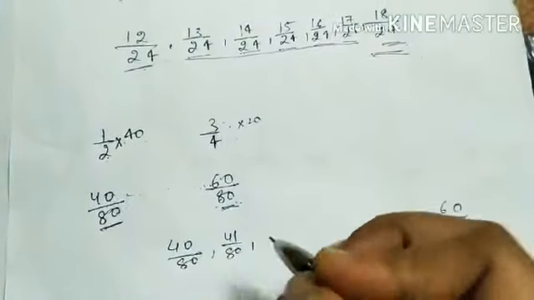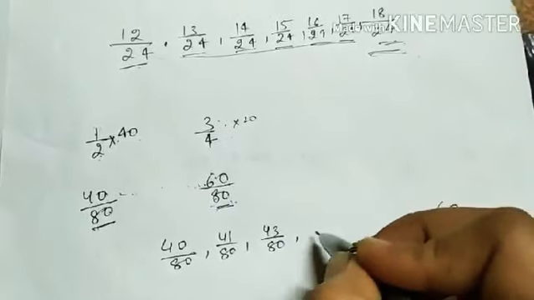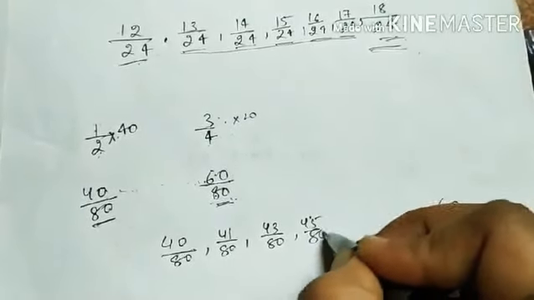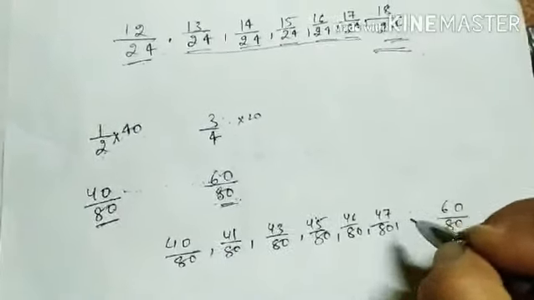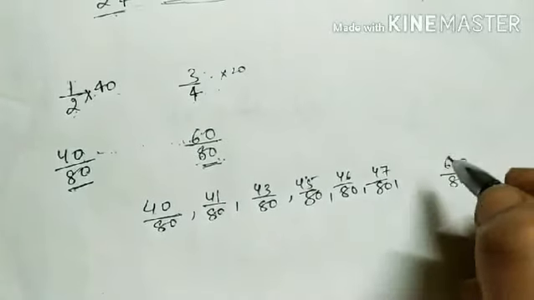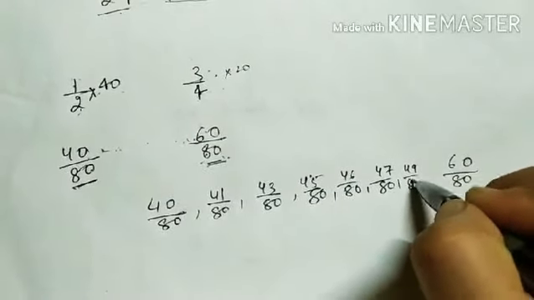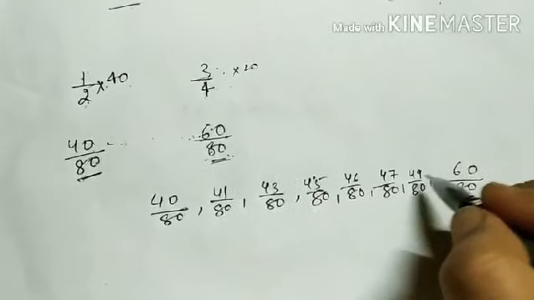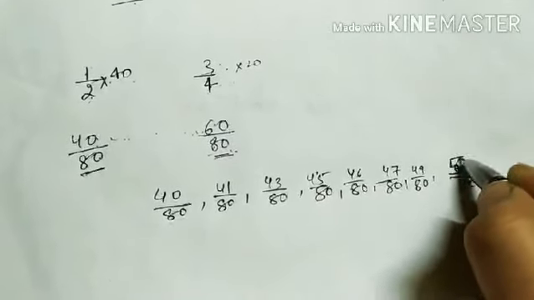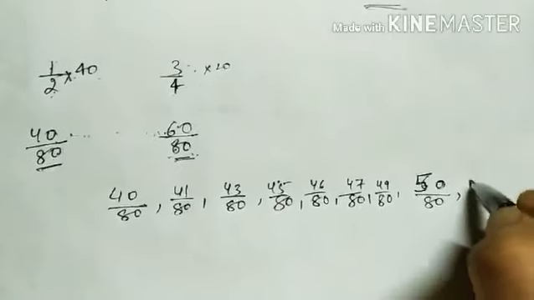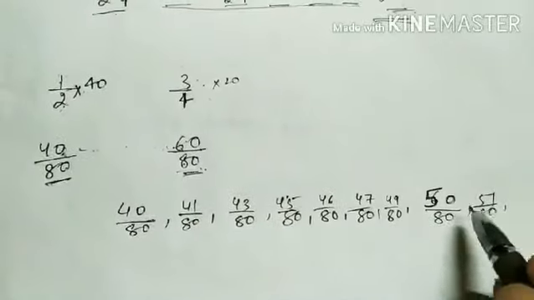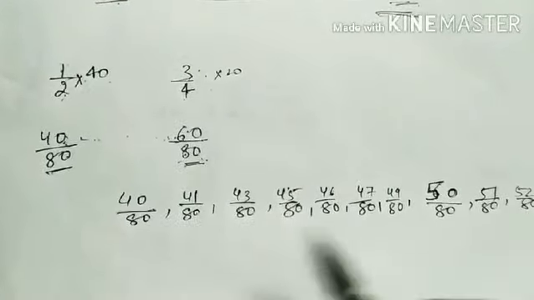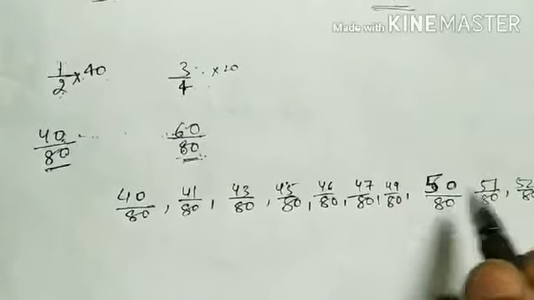10 rational numbers. So you can write 41 upon 80, or 43 upon 80, or you can say 45 upon 80, like that. 46 upon 80, then 47 upon 80, or 49 upon 80, right? Then you can say 50 upon 80, then 51 upon 80. You can write any numbers in between these two numbers. So 51 upon 80, then 52 upon 80. How many numbers? 1, 2, 3, 4, 5, 6, 7, 8, 9, one more, right?